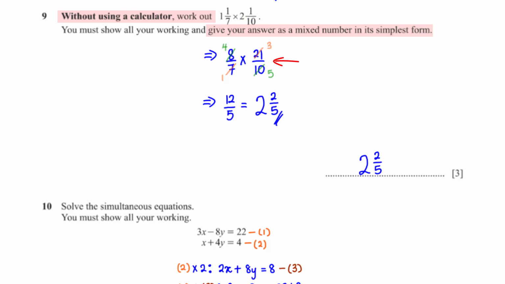7 goes into itself once and goes into 21 3 times. 2 goes into 8 4 times and goes into 10 5 times. And so for the numerator, we have 4 times 3, which is 12. And for the denominator, we have 1 times 5, which is 5. This is an improper fraction and we need to change it to a mixed fraction as required by the question. 5 goes into 12 2 times with a remainder of 2, which we divide by 5. And so our final answer is 2 2/5.